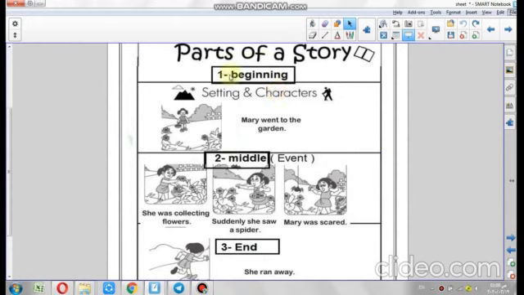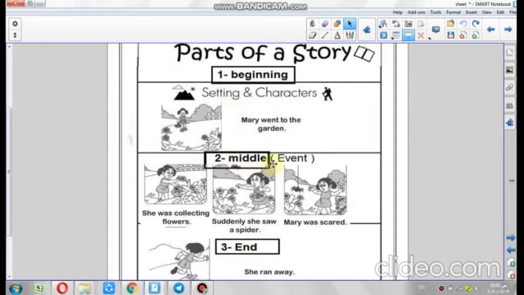A story has 3 parts. Number 1, beginning. Number 2, middle. Number 3, end. The beginning is the start of the story, and the beginning must have 2 things. Number 1, setting and characters. Like this story, Mary went to the garden. Mary is a character of this story, and the garden is the setting of this story.